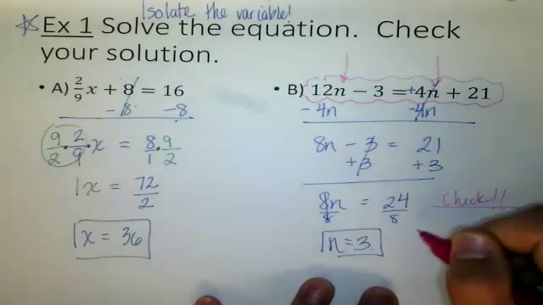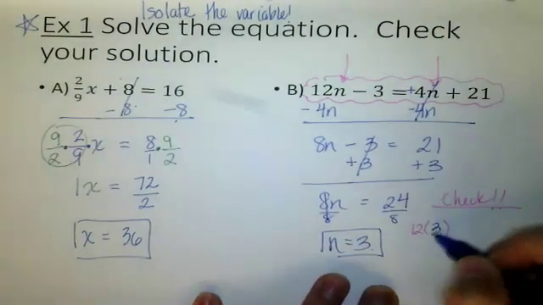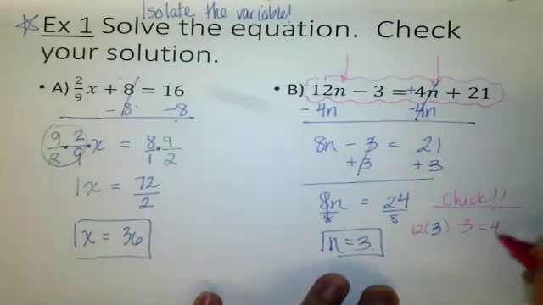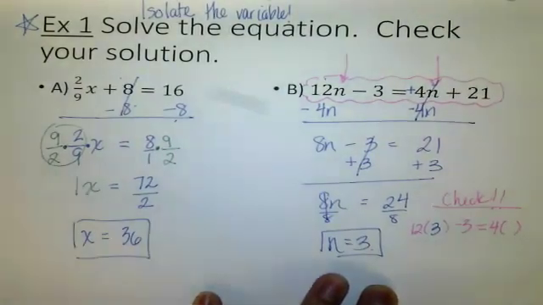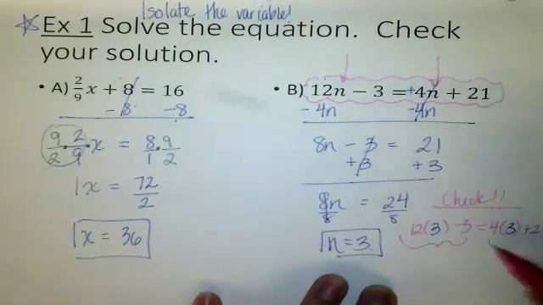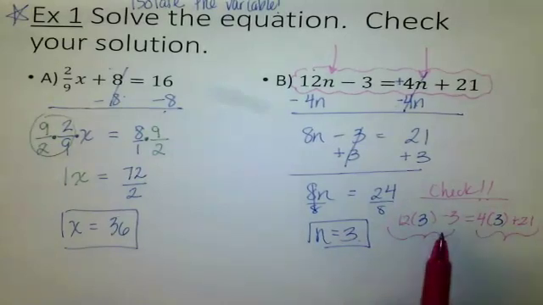All right, so we've got 12, and I'm going to plug in that 3 for the n. Minus 3 is equal to 4, and again, times n. My n is 3. And then I'm going to add the 21. Now, when you check, all you have to do is simplify each side. Is that something you could plug into your calculator? 12 times 3 minus 3? Sure, you could plug it into your calculator. You could do it in your head.